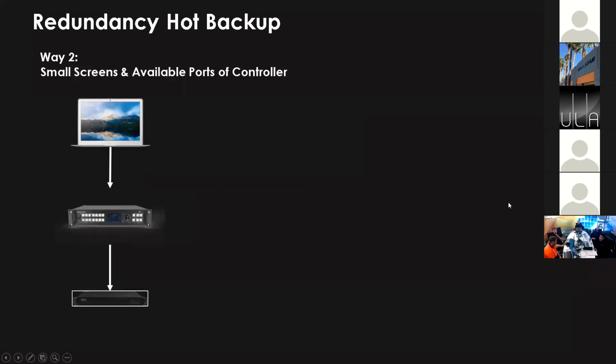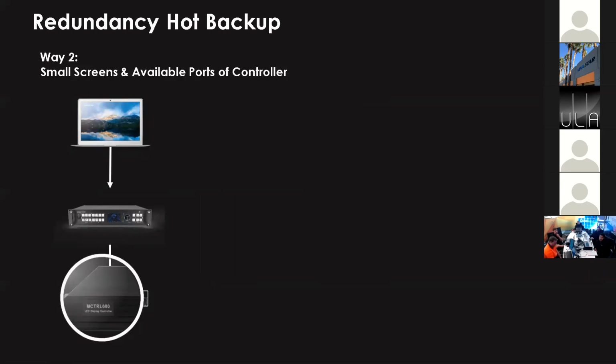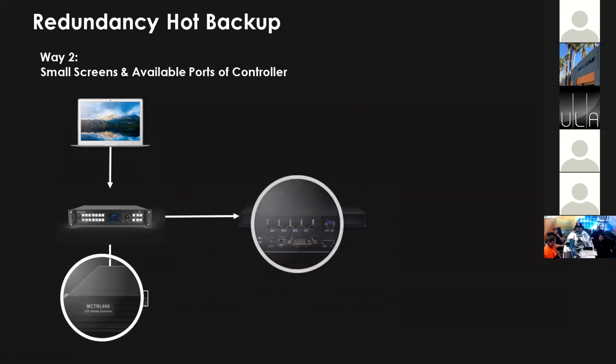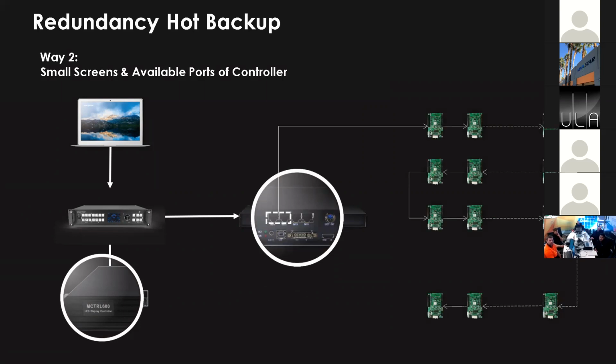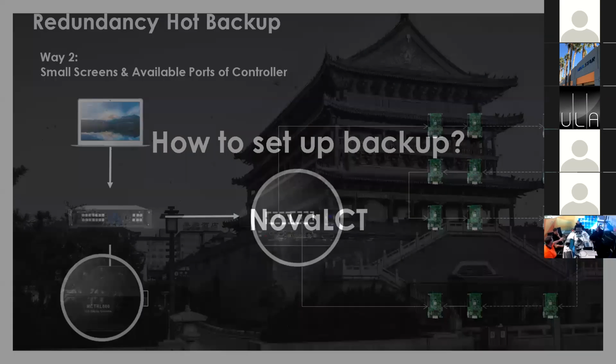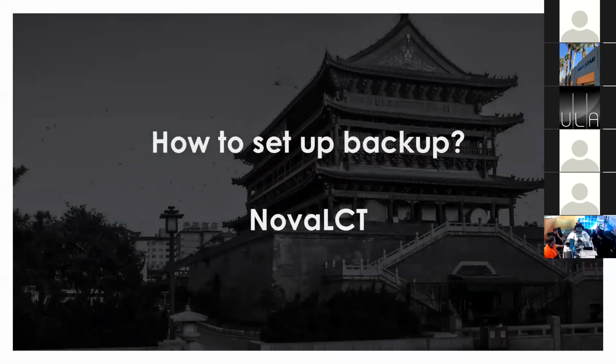Let's see the structure of the backup setting. This is the backup setting which is done on the same controller ports as backup of other ports. You can see 2 ports from the same controller and 2 receiving cards. And now we know that with backup setting, we can keep the screen working when there is a cable broken or even a sending card is off.